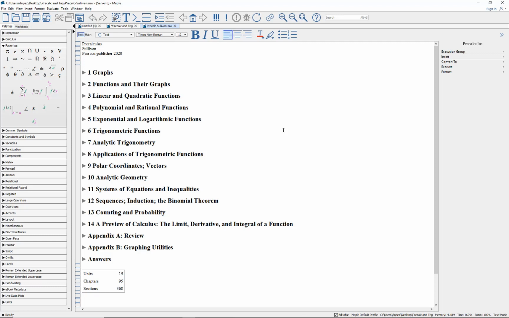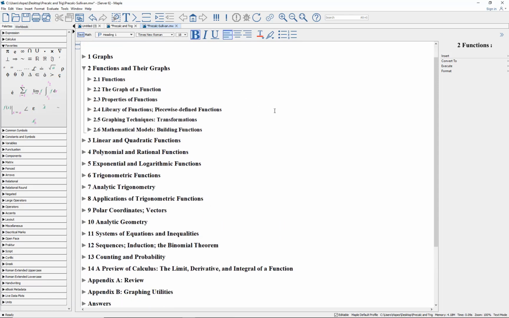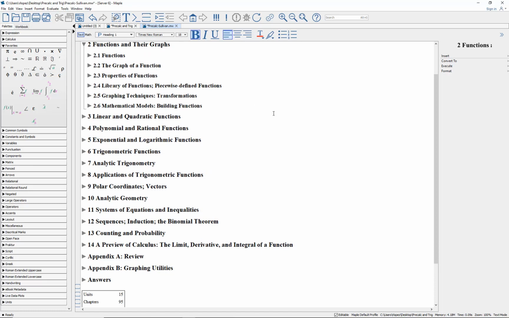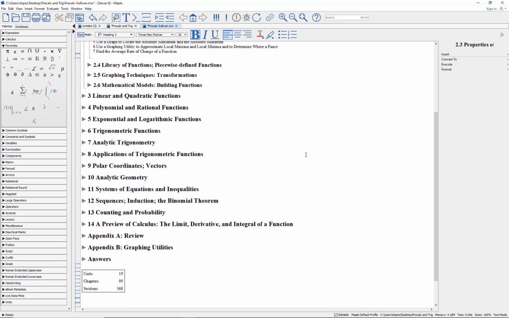There are 15 units, and inside each unit, there are chapters. There are 95 chapters. Inside each chapter, there are sections. There are 368 sections. This is a massive text.